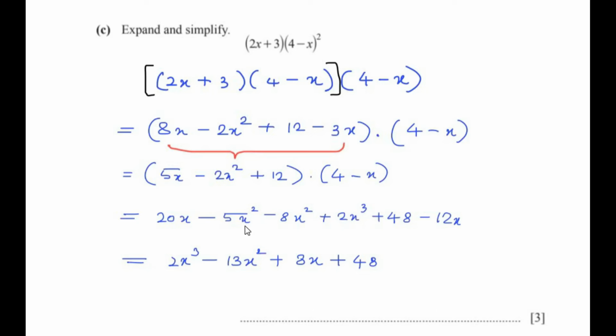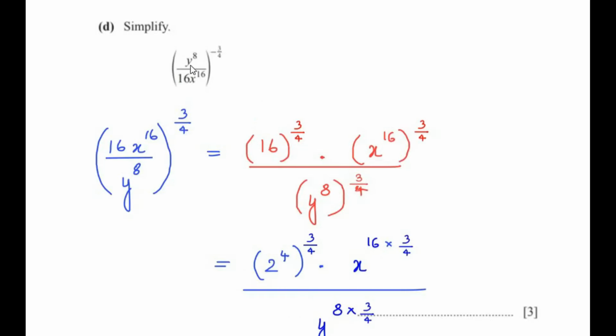Next is negative 5x square and negative 8x square. When you add them, you get negative 13x square. 20x minus 12x gives us positive 8x. And finally, writing the constant, we have plus 48. So this is the simplified answer of the given brackets.